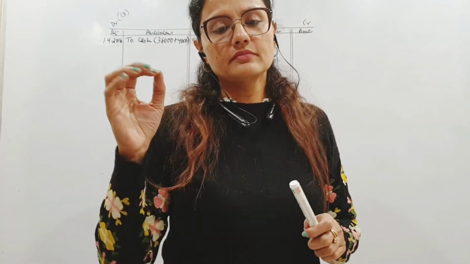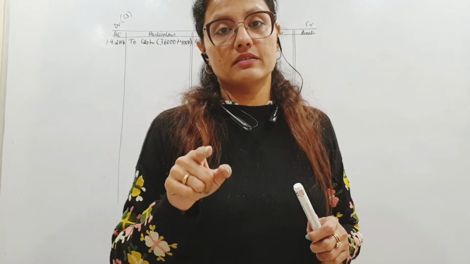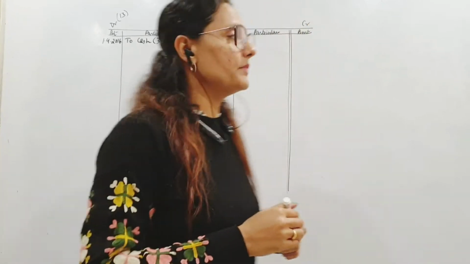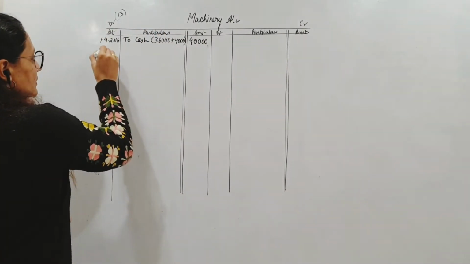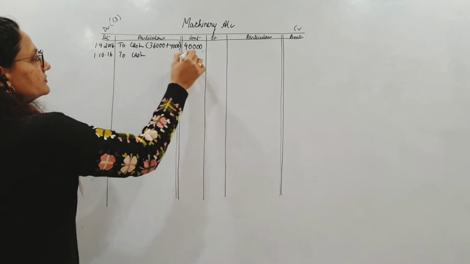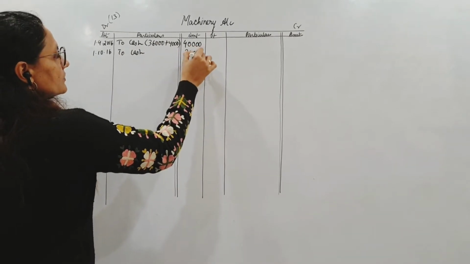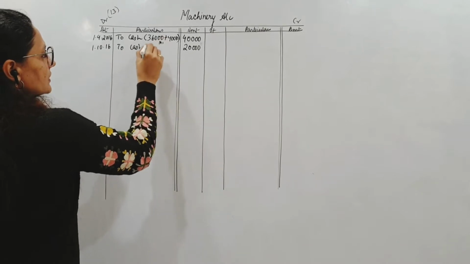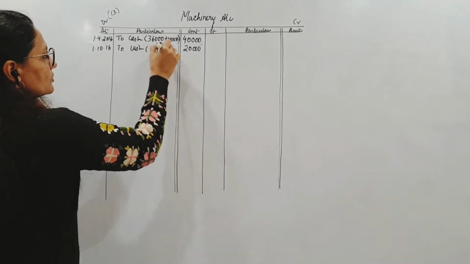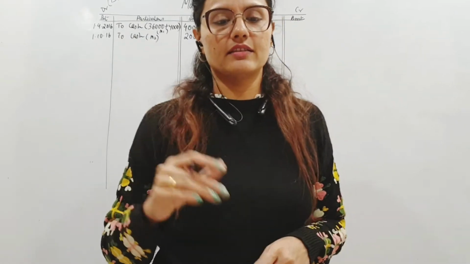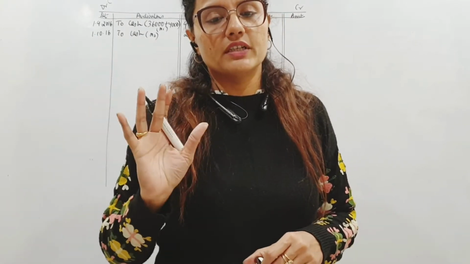Then on 1st October in the same year, another machinery costing 20,000 was purchased. Because it's the same year, I will have to pass the entry here, to cash. Another machine was purchased. So I can put this as M1 and this as M2, just for our convenience. That works well. So M1, M2 purchased.